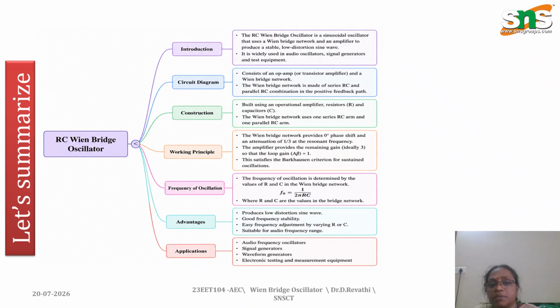To summarize the Wien bridge: it is a type of RC oscillator. The Wien bridge is a sinusoidal oscillator using the Wien bridge network, and it gives a stable amplitude and low distortion frequency. The circuit diagram consists of an op-amp and Wien bridge RC networks. In the working principle, it satisfies the Barkhausen criteria, and the amplification needs a gain of 3 at the resonant frequency. The frequency of oscillation is f equals 1/(2 pi RC). Advantages and disadvantages are discussed.